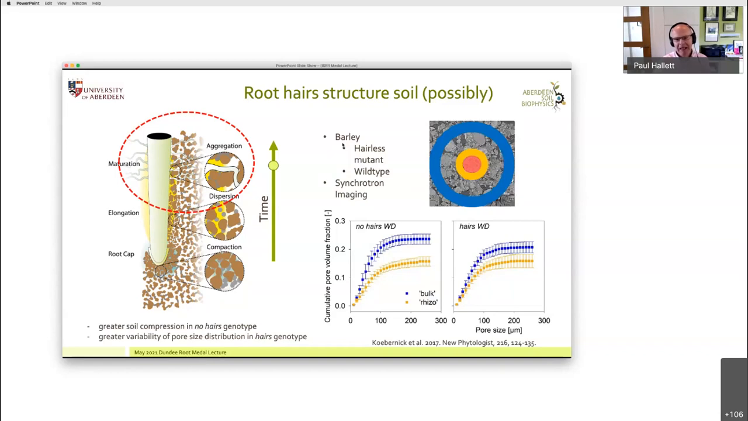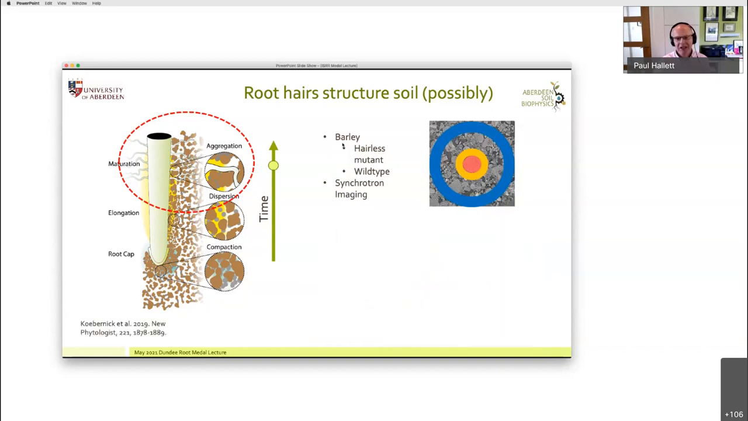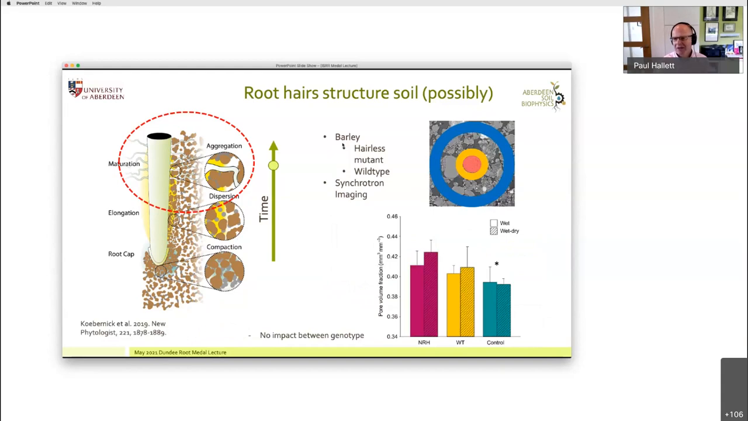And when we went back in and did it again, we actually found there was no impact of root hairs on the soil structure within the specimens that we're looking at. And in this paper, New Phytologist, Nico went into great depth to describe how the packing arrangement of soil particles around the root might have been creating certain artifacts that would be driving these similarities between roots that have root hairs versus roots that don't have root hairs.